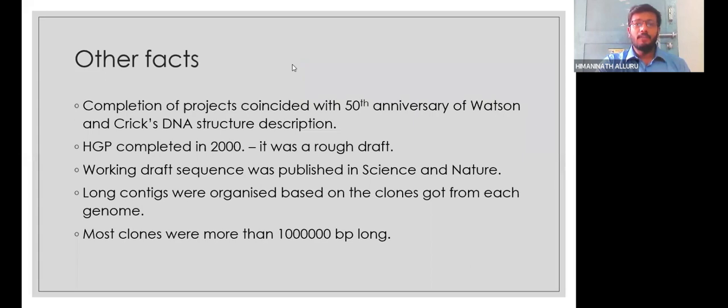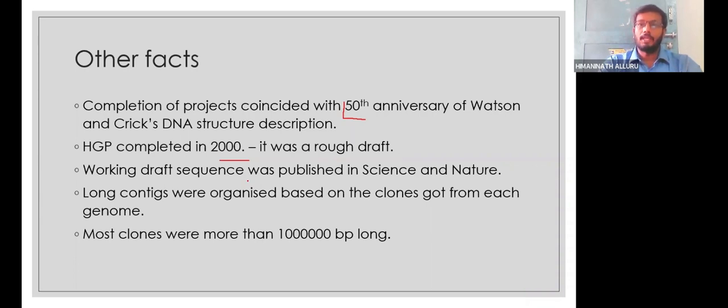Actually, when the genome project was completed, it was the 50th anniversary of Watson and Crick discovering the structure of DNA, the double helix structure. In that same year, they completed the human genome project. Around the year 2000, the human genome project was declared completed, but it was only a rough completion, not fully completed.